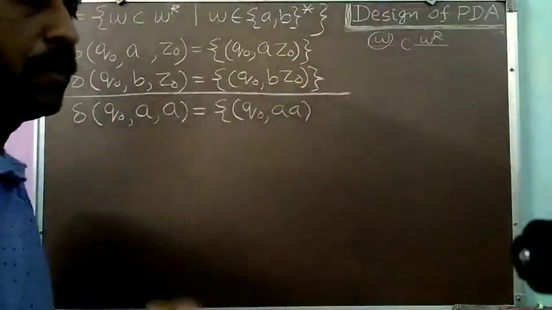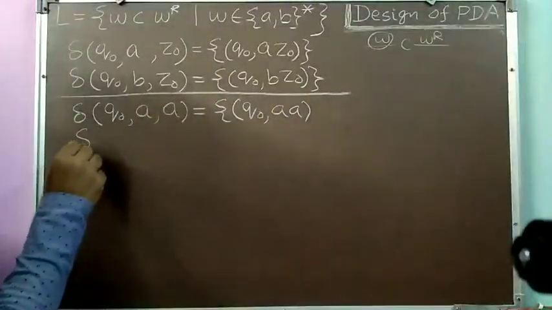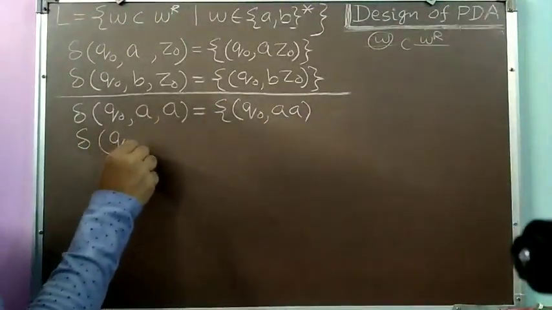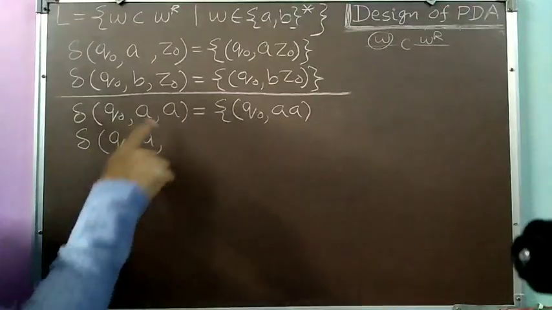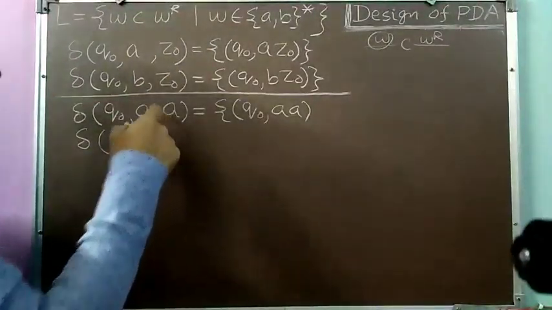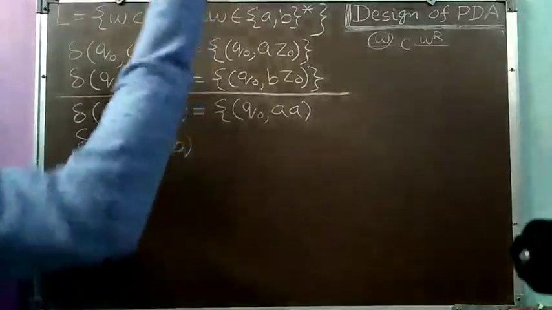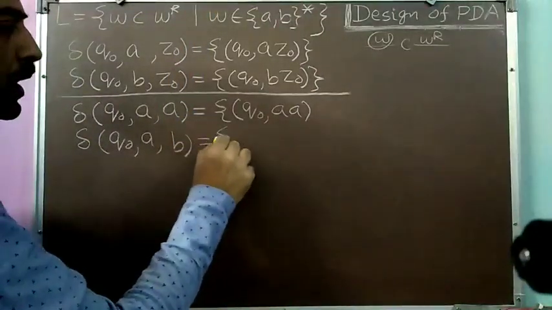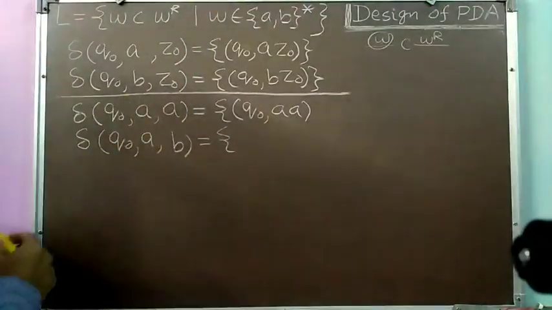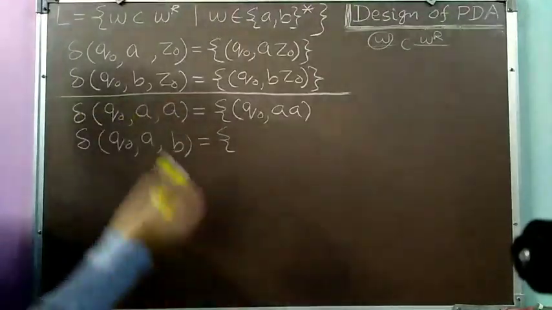Okay, so we are pushing this A. Then similarly, suppose in Q0 we are receiving A in the input, but on the top of the push down store, this time not A, it is B present. Suppose the previous letter which we have read was B. So this will be the situation. What we have to do? We have to push this A over the push down store.